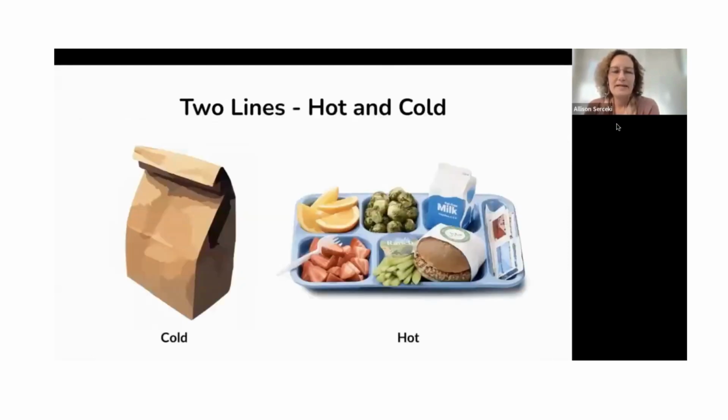The other thing we wanted to highlight with meal times is the idea of two lines. Many classrooms or school sites we know have two separate lines, one for cold and one for hot. So this too might be a visual you would want to not only have ready to help students know which line to line up in, but also to visually show them and use over and over again in the classroom as you have students line up.